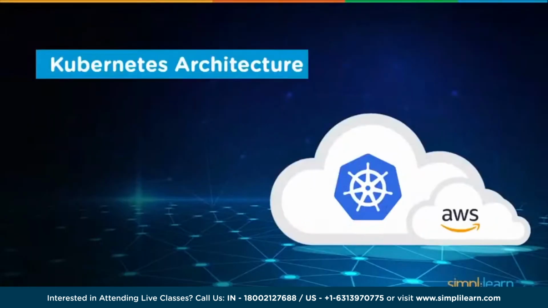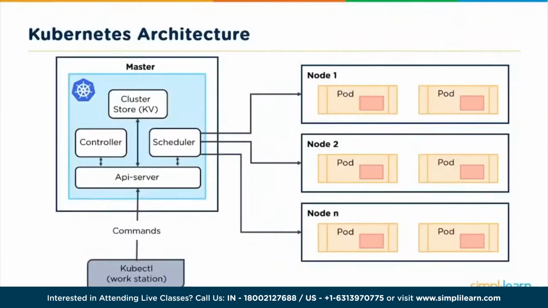Let me spend some time explaining the Kubernetes architecture: what comprises a Kubernetes cluster, what resides in a master or control plane, and what resides in a worker node. This is a very high-level depiction of a Kubernetes cluster. So this is the master node, which has something called a cluster store, a controller, a scheduler component, and an API server.